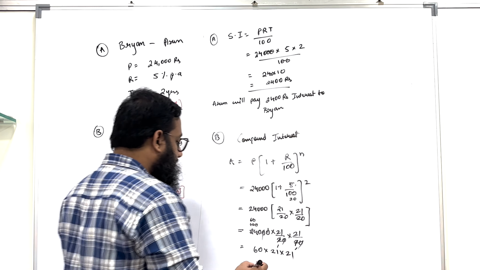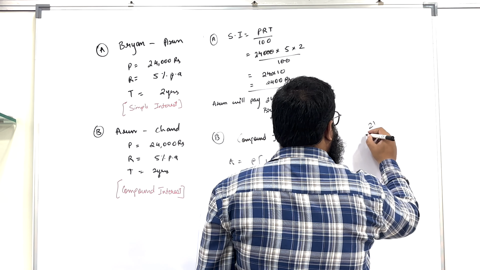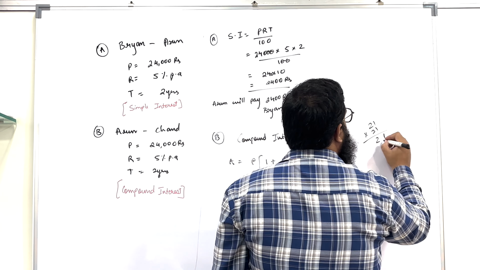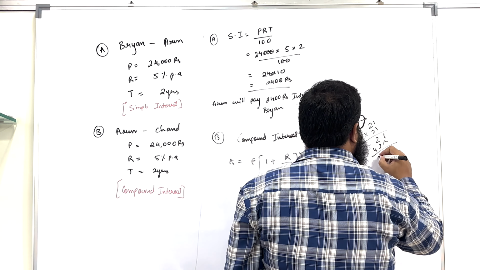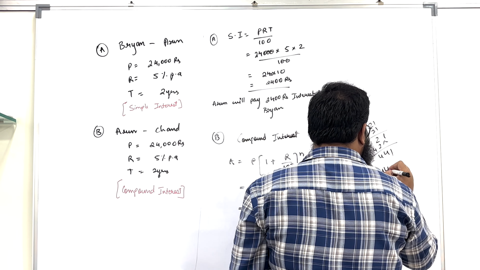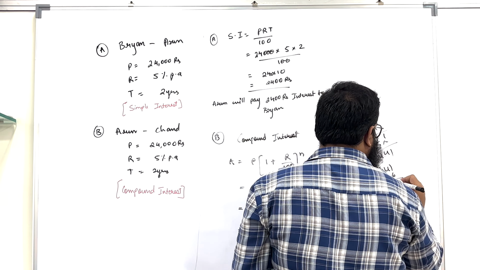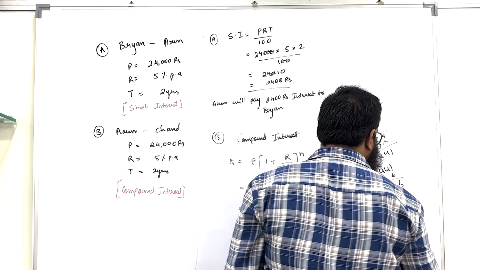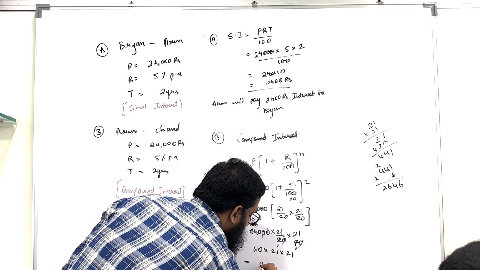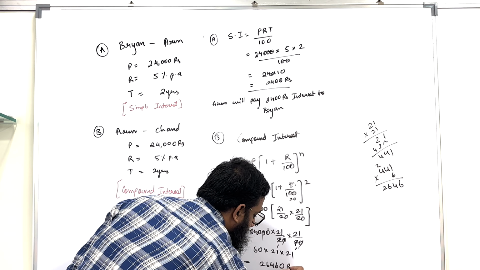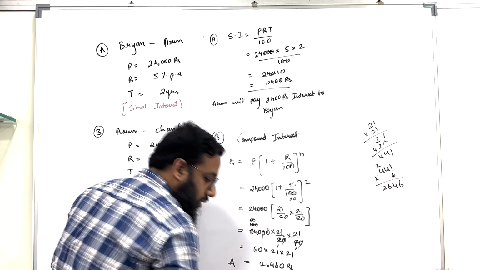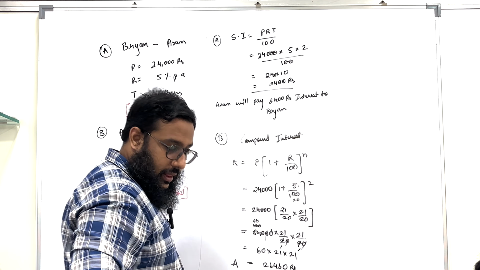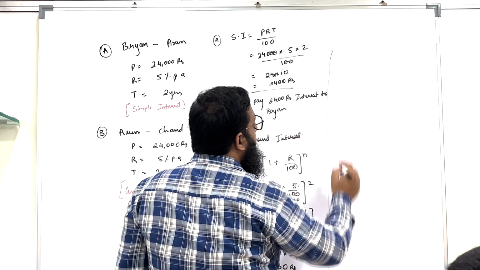So let's do this calculation first over here. 21 into 21: 1 ones are 1, 1 twos are 2, 2 ones are 2, 2 twos are 4. It is 441. So 441 multiplied by 60. 6 ones are 6, 6 fours are 24, 6 fours are 24, 25, 26. So 26,460 rupees is your amount. See, this is your amount. This is not the interest. Now we have to calculate the interest.